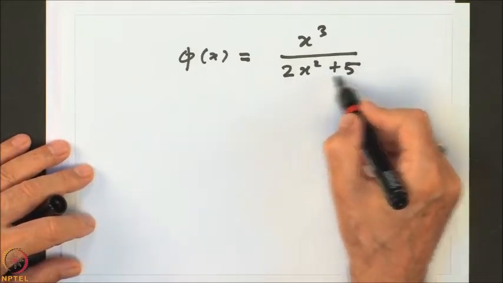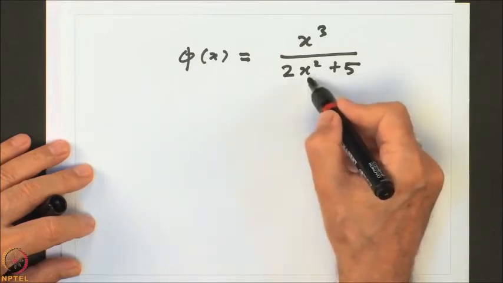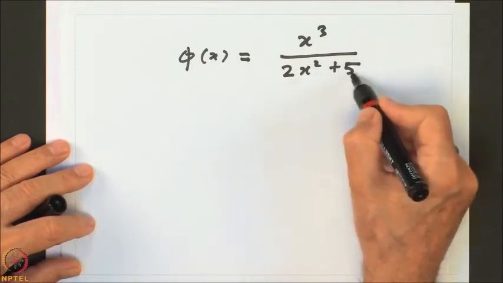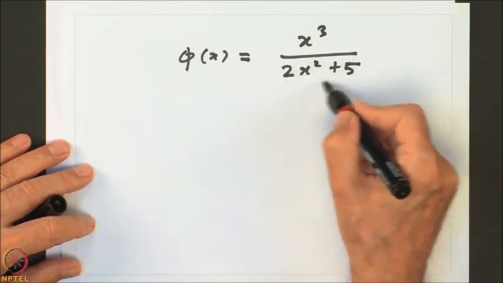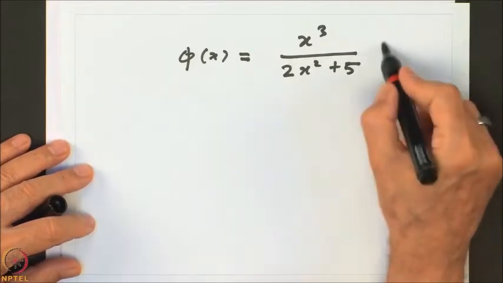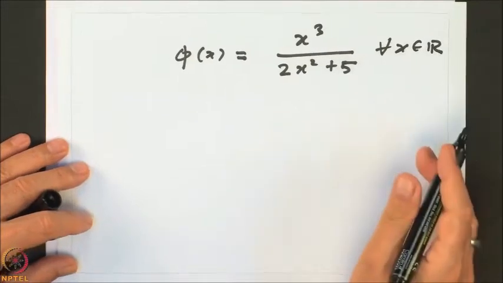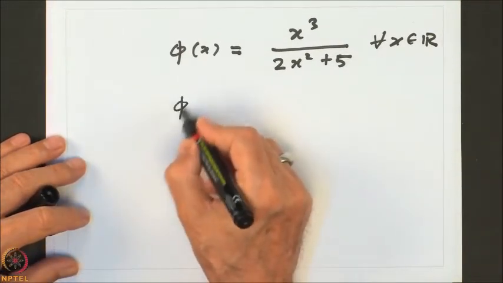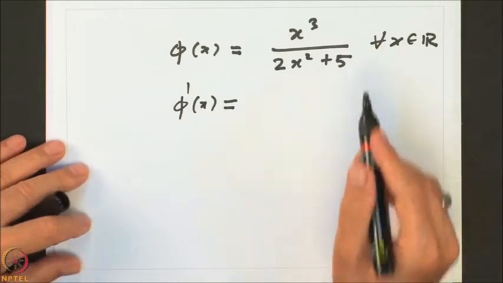Since both functions are differentiable, this function is differentiable at every point. Note that the denominator 2x square plus 5 is never going to be equal to 0, because it is x square plus 5. Whether x is positive or negative, this quantity is going to be positive. And whenever x is 0, this value is 5. So this is defined for every x belonging to R. So the denominator is not equal to 0. So we can look at what is the derivative of phi x.